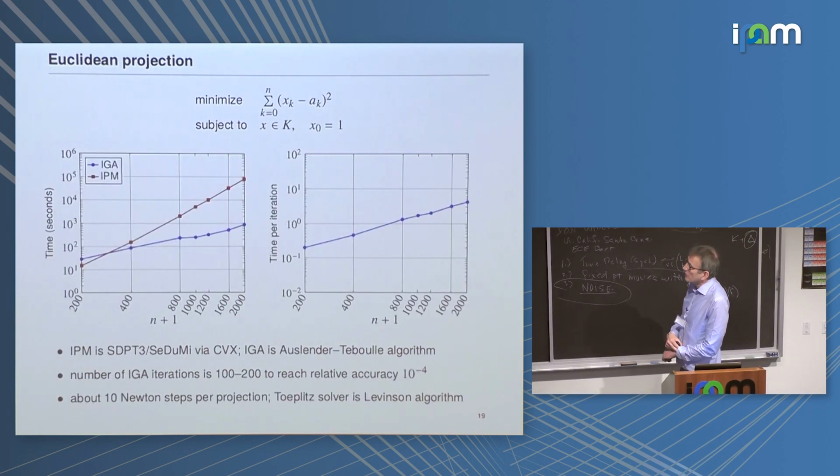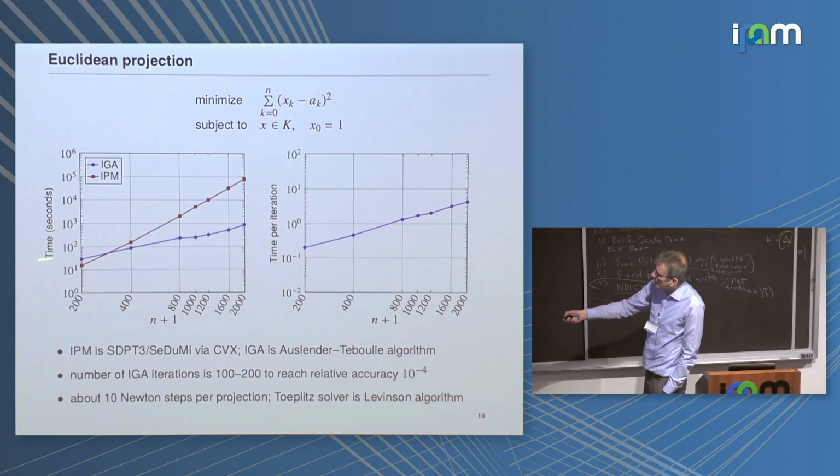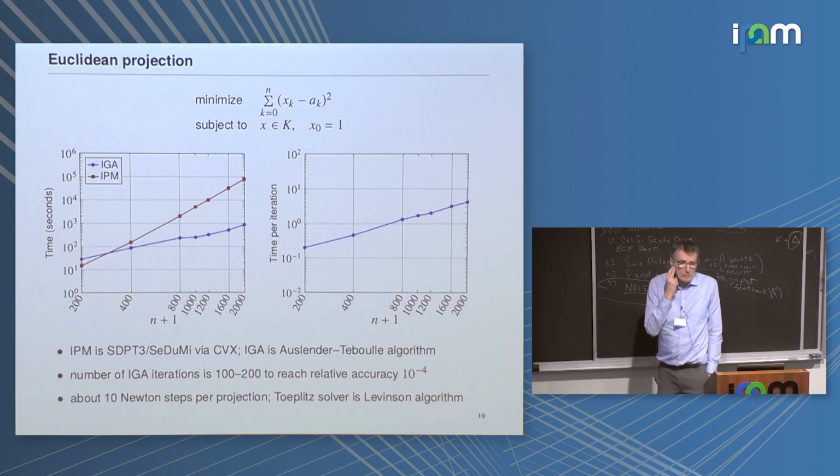So we tested this on a family of problems that are simpler. Here we project a given A on this set using this formulation. The red line would be a standard interior point method called via CVX. Here, as expected, we get n to the 4th complexity. And with this fast Itakura-Saito distance, we get something that's very close to n squared.